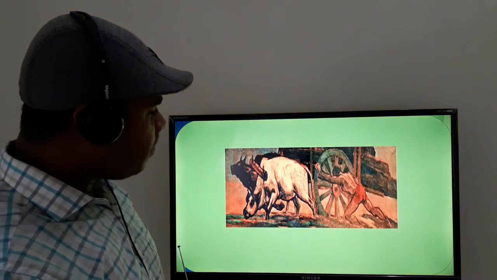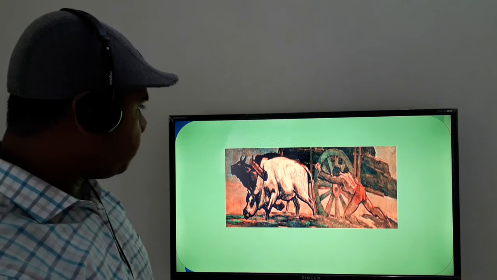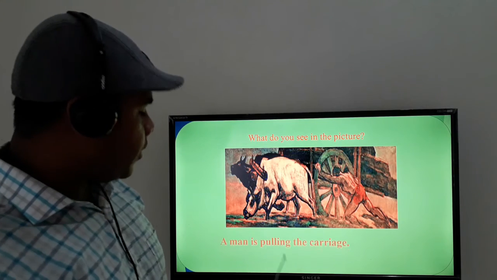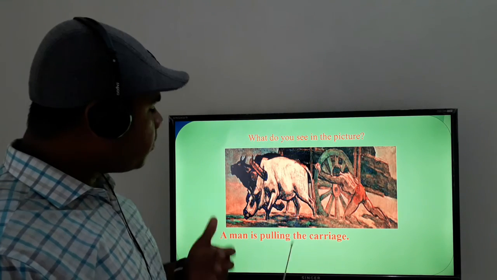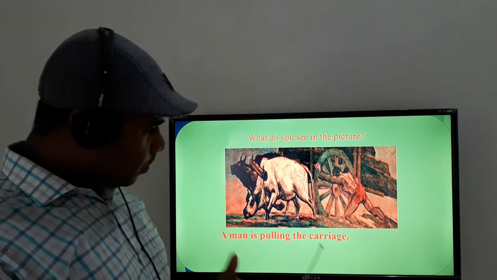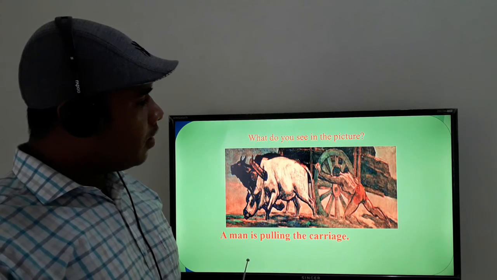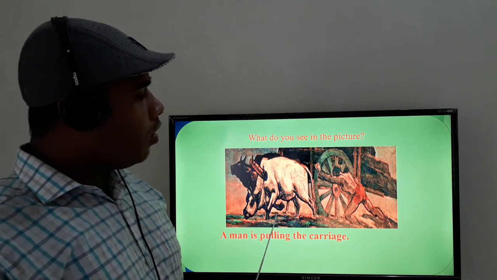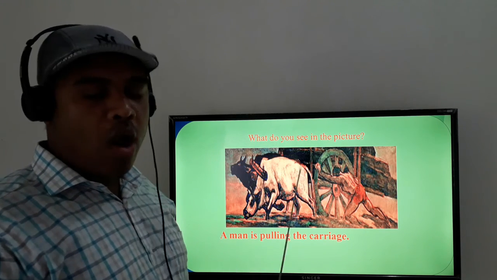Now there is another picture for you. What do you see in the picture? You see there is a person who is pulling the carriage. A man is pulling the carriage. We see that is a very common scene in our village areas that was practiced in Bengal, but right now that is going out.